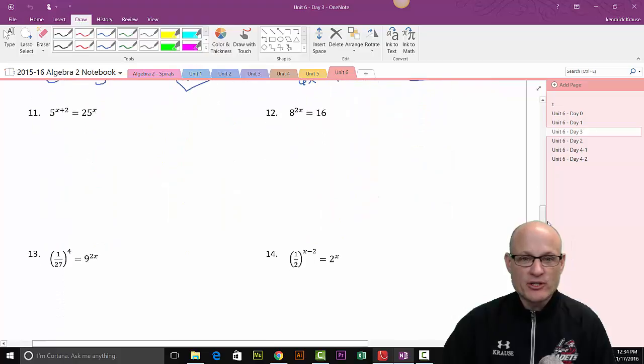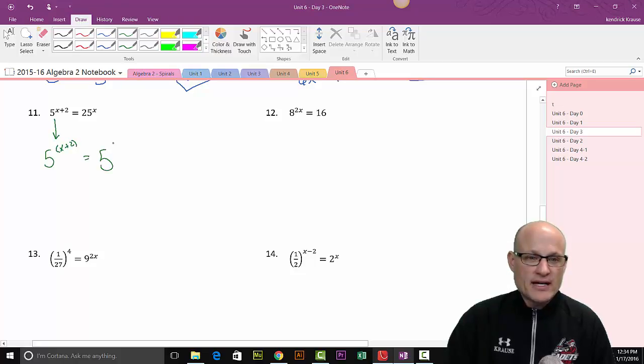If it's odd, we're going to use 3. If it's even, we're going to use 2. And if it's a multiple of 5, we'll use 5. Well, this one's easy. It's a multiple of 5. So this, we're not going to change, but we are going to put that x plus 2 in parentheses, is equal to 5 squared times x. Set the exponents equal to each other. You get x plus 2 equals 2x, or x equals 2.